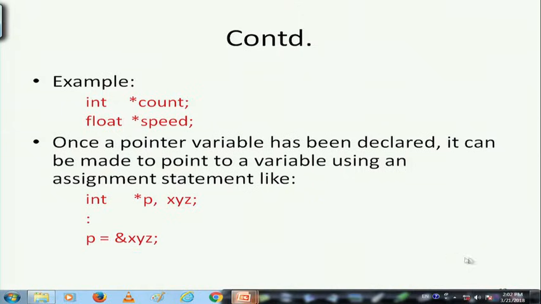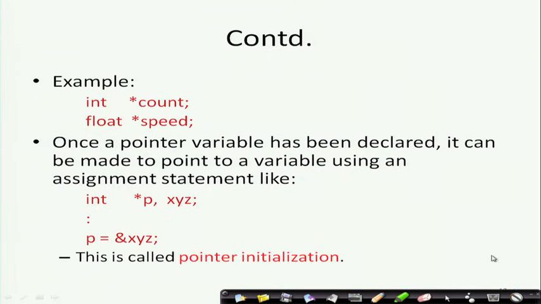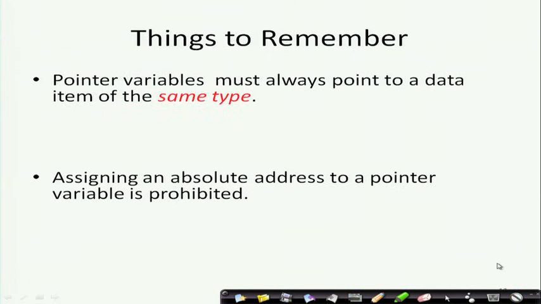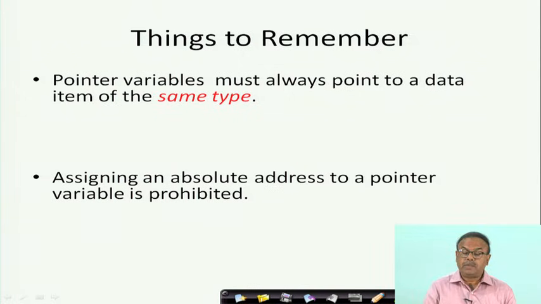All right. So, this is called pointer initialization. The thing to remember is that pointer variables must always point to an item of the same type. One pointer variable either points to an integer or it points to a float or it points to an array of characters, whatever it is.